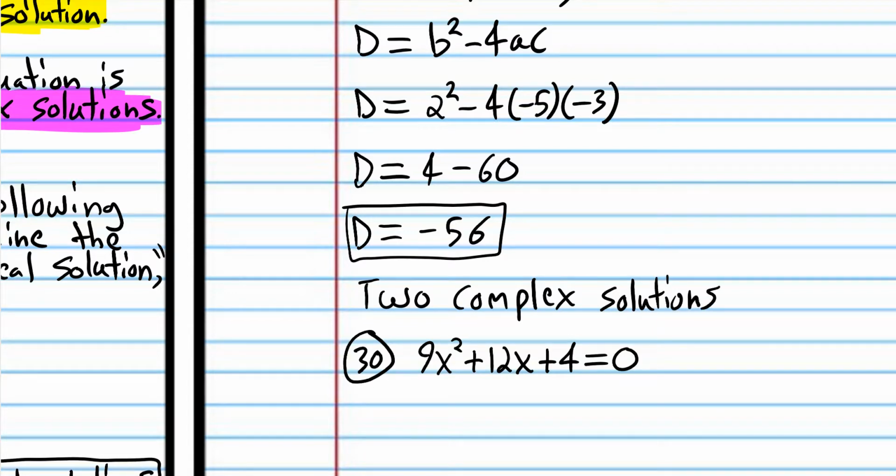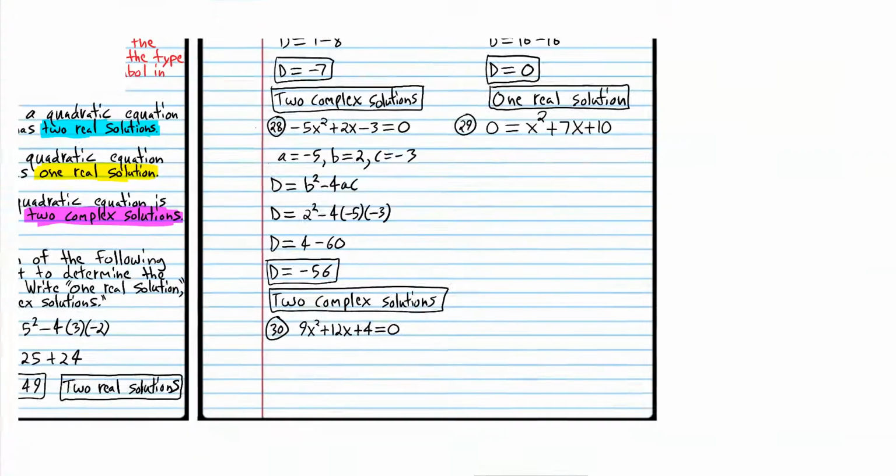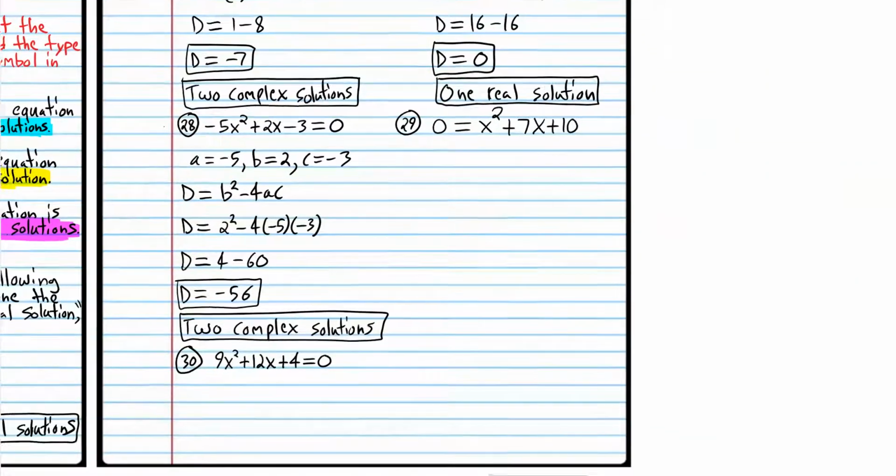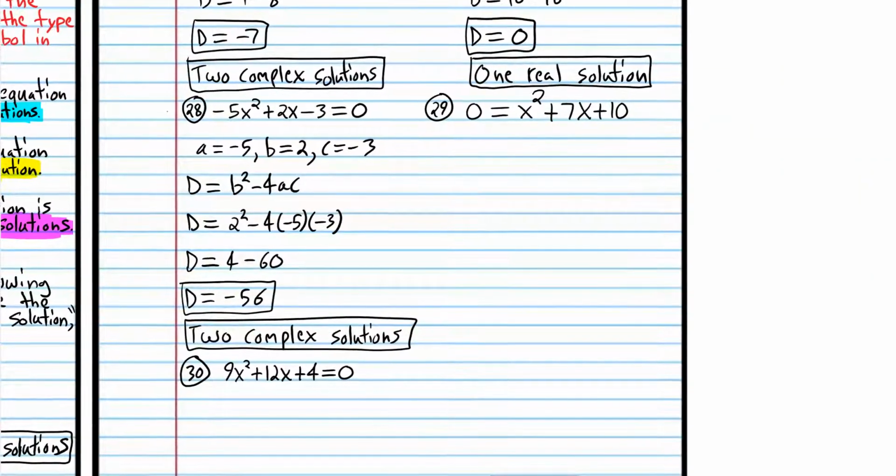Again, the discriminant tells us how many solutions and the type of solutions. In this case, there are two solutions, and they're complex solutions. Again, I know it's kind of confusing to call them complex because technically all answers are complex.